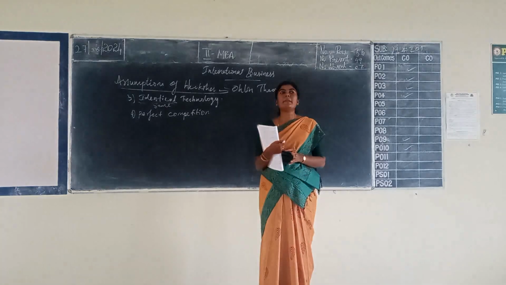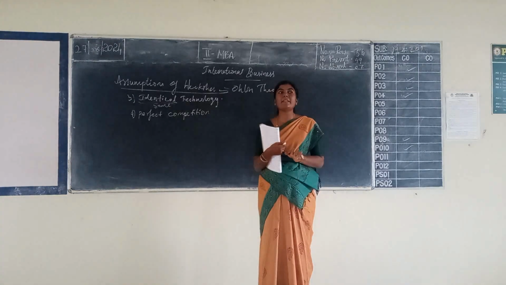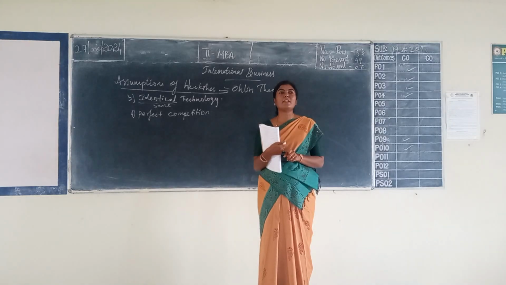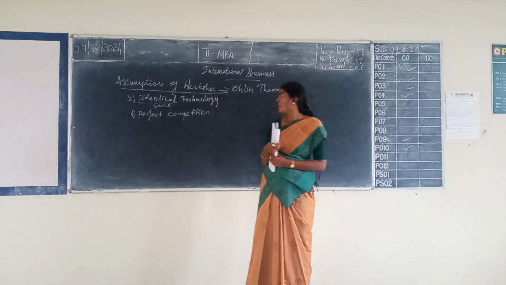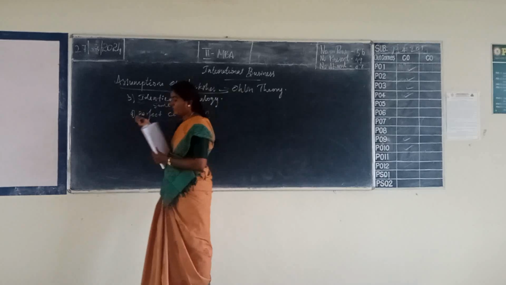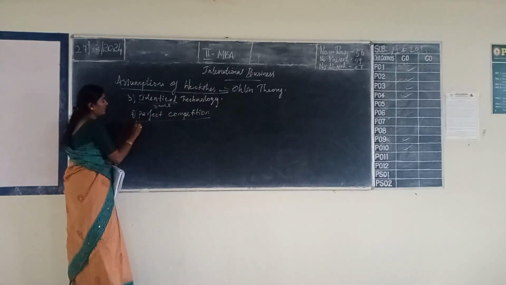So what is perfect competition? More buyers, more sellers, no monopoly, no oligopoly. Repeat. What is perfect competition? More sellers, more buyers, no monopoly, no oligopoly. So that is perfect competition. Okay. Fifth one is constant returns to scale.